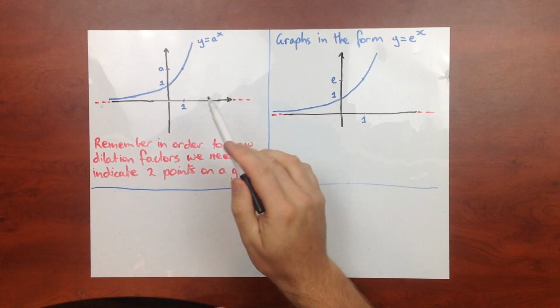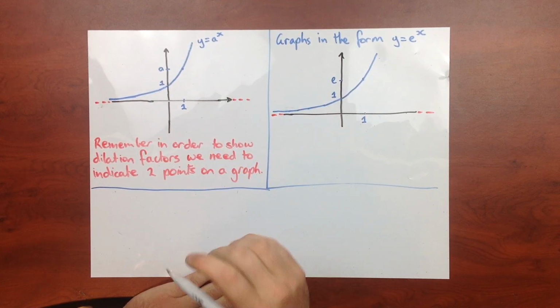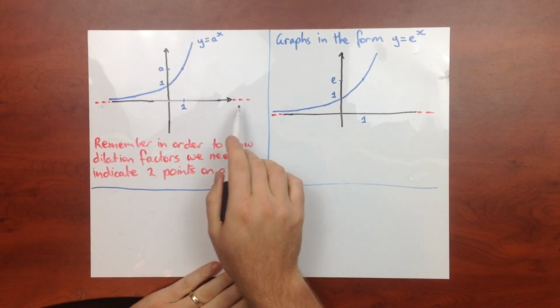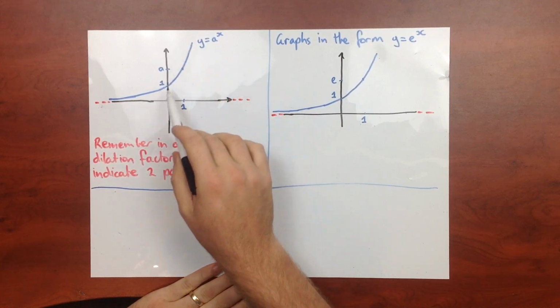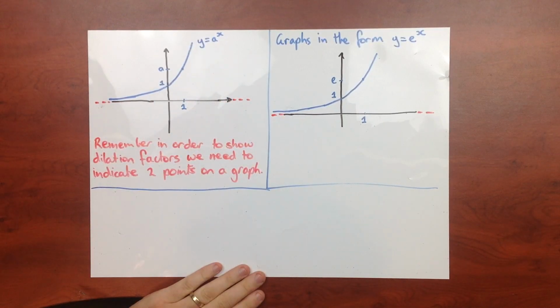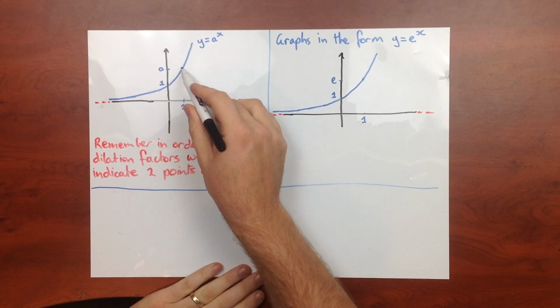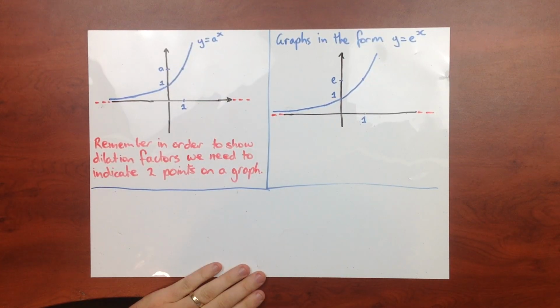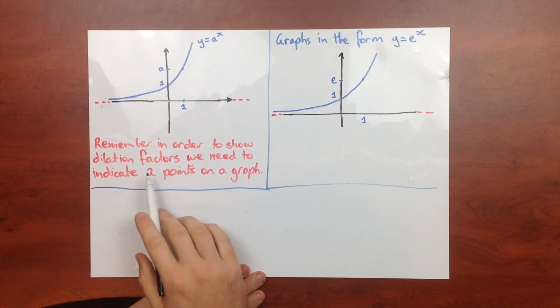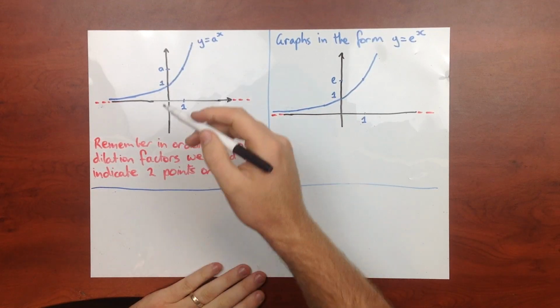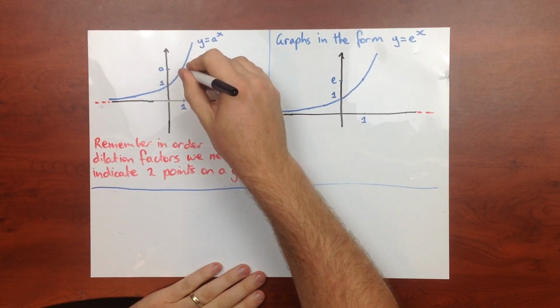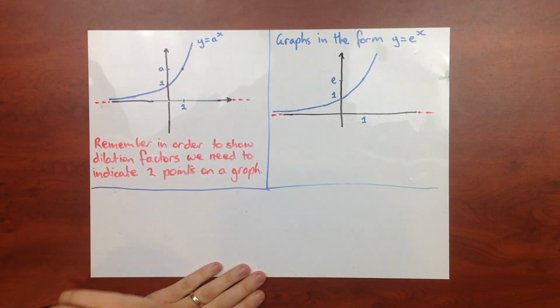So we've got the function y equals a to the x. You can see in the red here our horizontal asymptote, with the general shape approaching it but not touching it. We can see we go through the points (0, 1) and (1, a) there. Remember that in order to show dilation factors, we need to indicate 2 points on the graph, because if we haven't translated and things like that, we really need to show these 2 points.